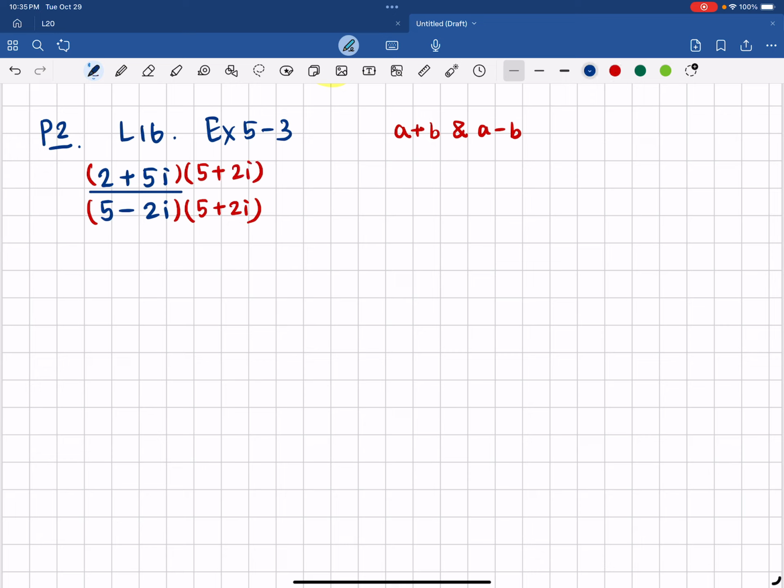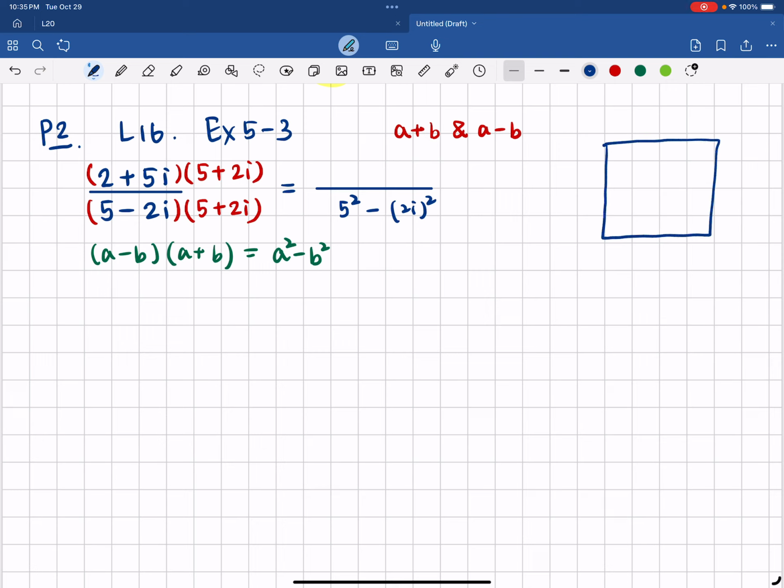And let's carry out the computation right here. For the bottom, I'm going to use a formula, because this one right now is a minus b times a plus b. So the formula suggests that this is simply a squared minus b squared. So that means I'm going to have 5 squared minus (2i) squared. That's for the bottom. And then for the top, I'm going to do a box to find out what it is. So let's do a box.